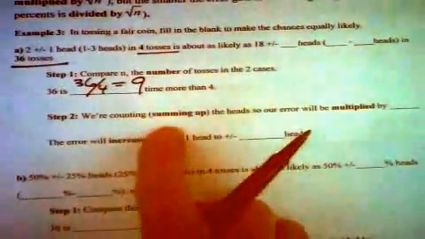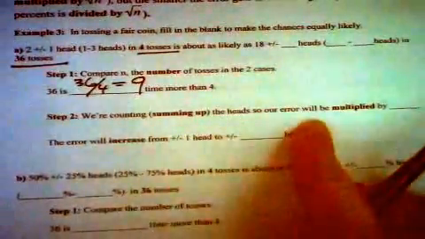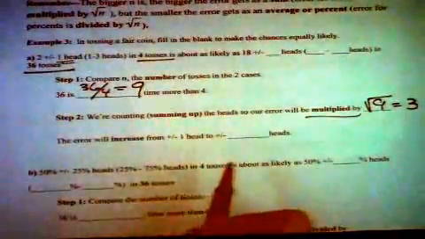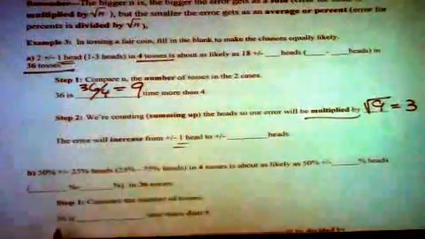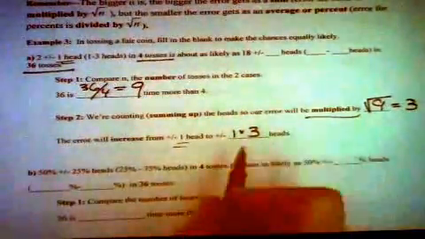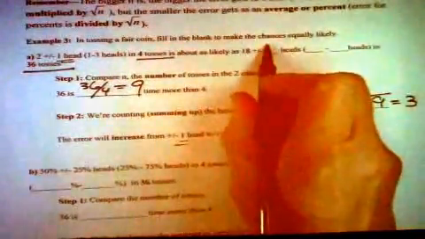But let's go through it. So we're counting or summing up the heads. So our error will be multiplied by what? Do you think by 9? So I should say plus or minus 9 here? No, it's the square root law. It's going to be multiplied by the square root of 9, which is 3. So what's going to get multiplied by 3? Instead of 1 head, you'll have 1 times 3 heads. The error will increase from 1 head to 3 heads. So that's what we should put in here.